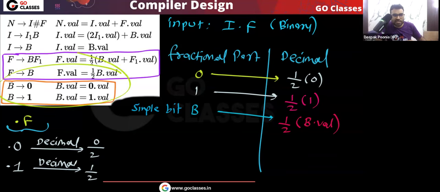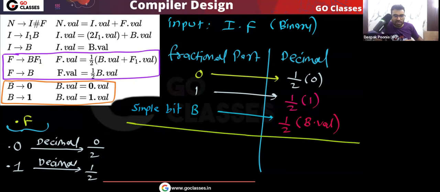So f going to b, the f dot value will be 1 by 2 b dot value. This is very simple. Now let me ask you a simple thing. Let's assume that for this fractional part f1, you already know the decimal value, and let's assume that is p. If the fractional part is dot f1, then the decimal equivalent is p.